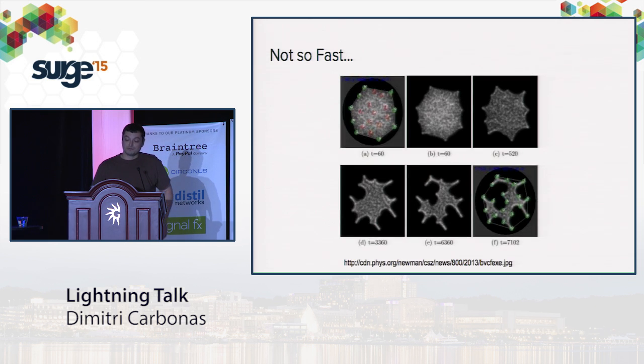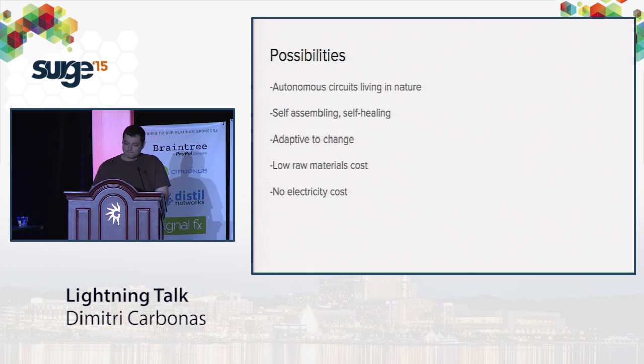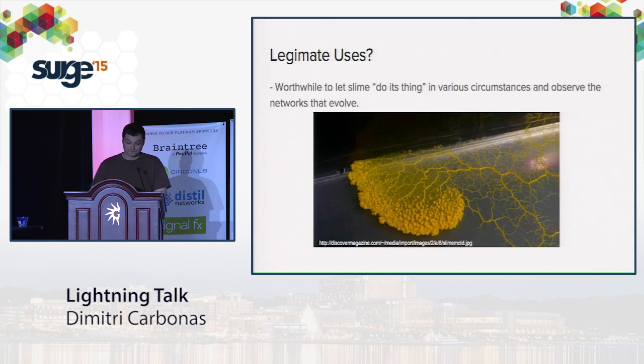This is a slime mold solving traveling salesperson. You can see toward the end it begins to look like something. So what are the possibilities? Could we have autonomous circuits living in nature that are self-assembling, self-healing, adaptive to change, have a low raw materials cost and no electricity cost? We really don't know. Right now, we can't.